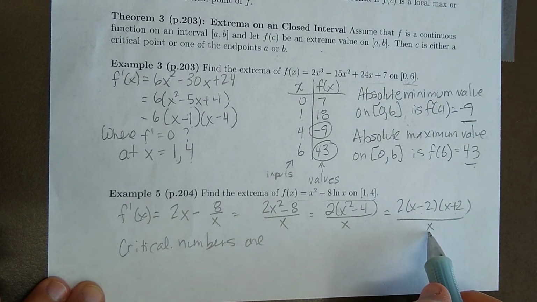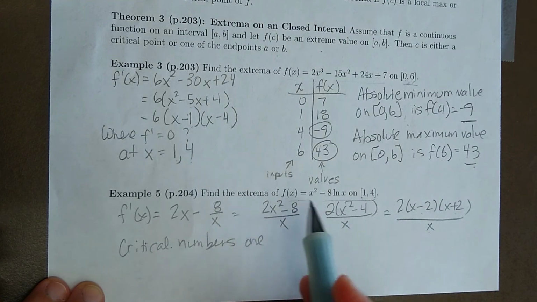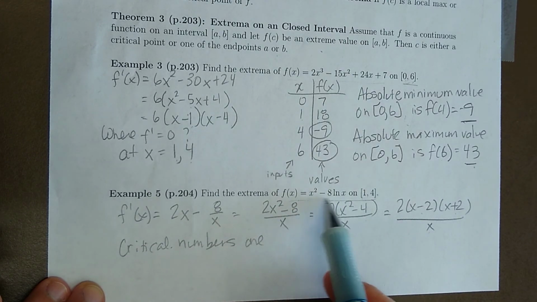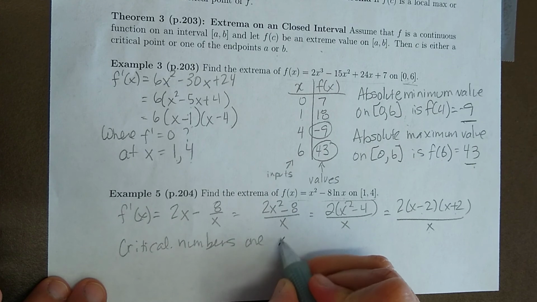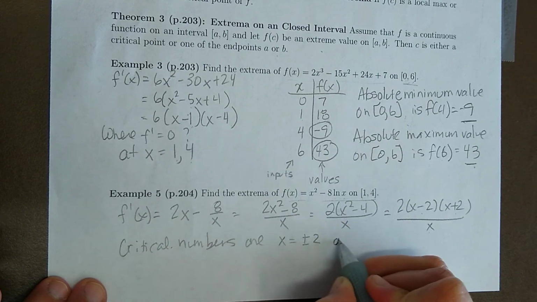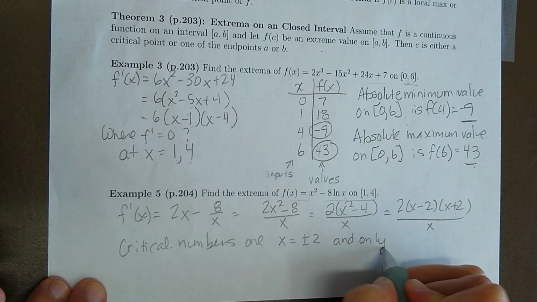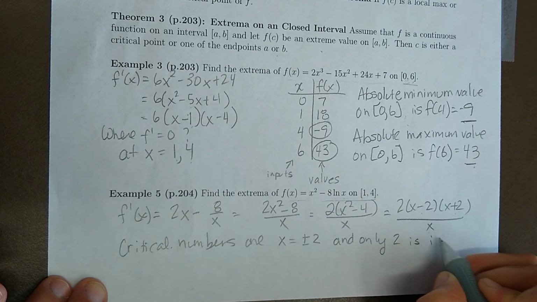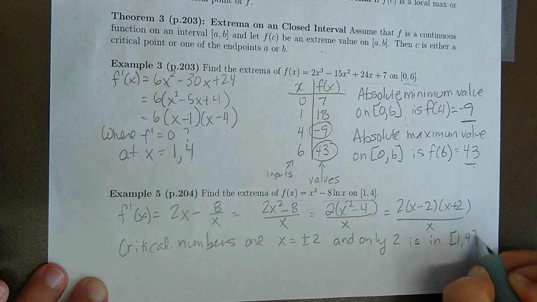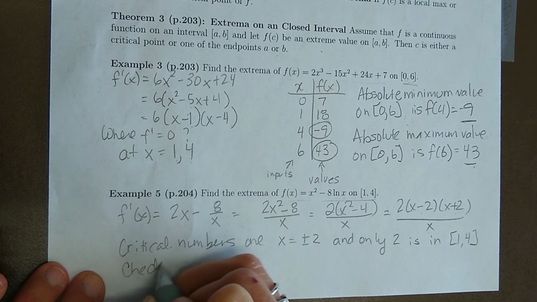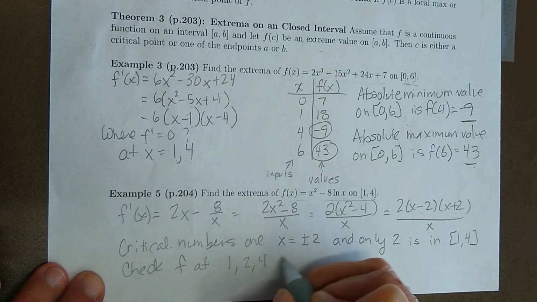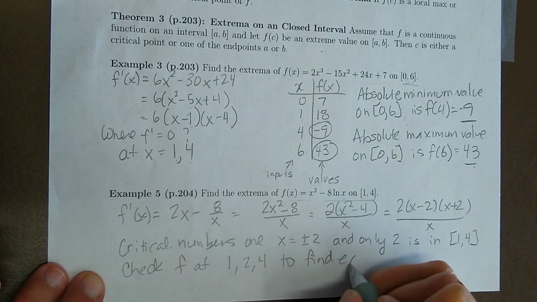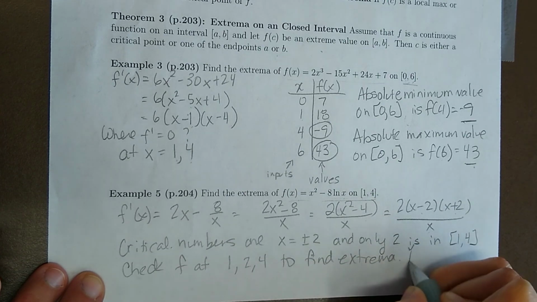However, technically x equals 0 is not a critical number because it's not in the domain of the function. I can't plug x equals 0 in this function because natural log of 0 is not defined. So the only critical numbers are x equals plus and minus 2, and only 2 is in the interval from 1 to 4. Check f at 1, 2, and 4 to find the extrema. You finish, you try.